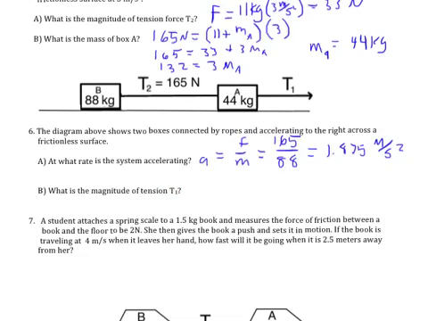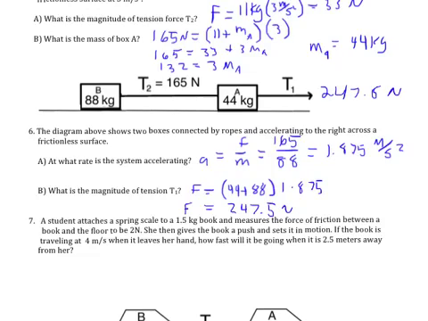What's the tension T1? So I'm looking for a force. I'm going to say F_T1 equals the mass of the system, which is 44 plus 88. So all I did is I just took the total mass of the system, and I'm going to multiply it by the acceleration of the system, which I found. So times 1.875, and you know what? The tension force T1 therefore equals 247.5 newtons.